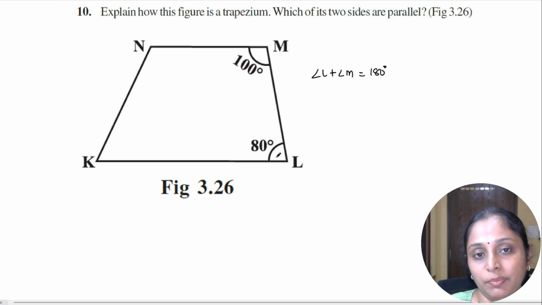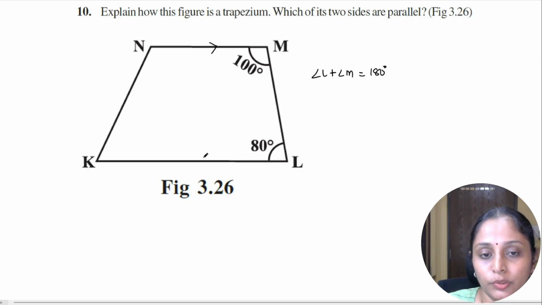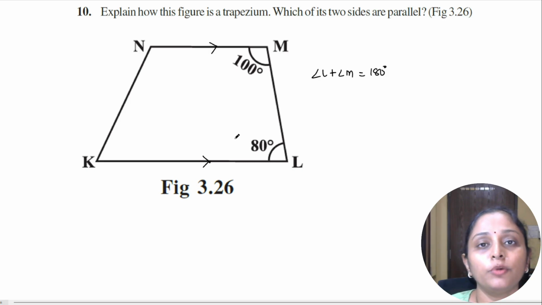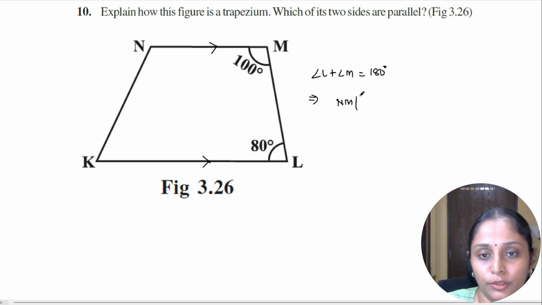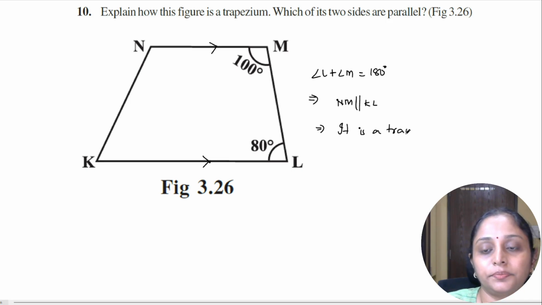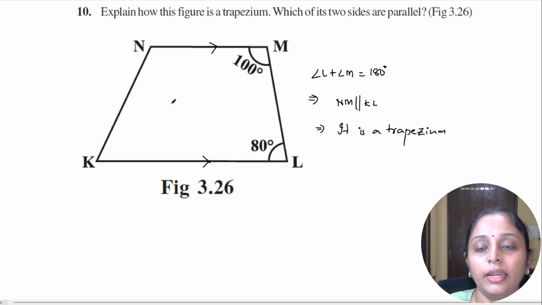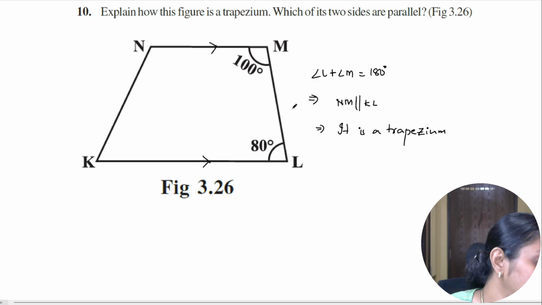If L and M are supplementary, that means these two lines are parallel to each other. And if you have a pair of parallel lines in a quadrilateral, then it is a trapezium, right? So therefore, because this is 180 degrees, implies NM is parallel to KL, implies it is a trapezium. Then they're asking which two sides are parallel. KL and MN are parallel. NM and KL are parallel to each other, right?